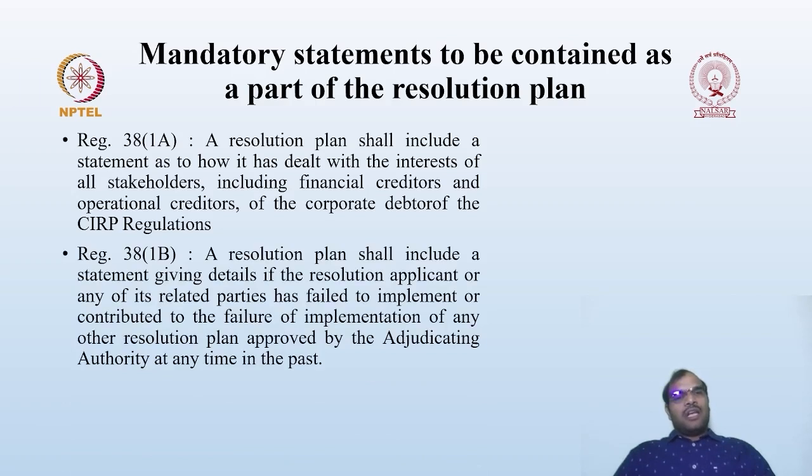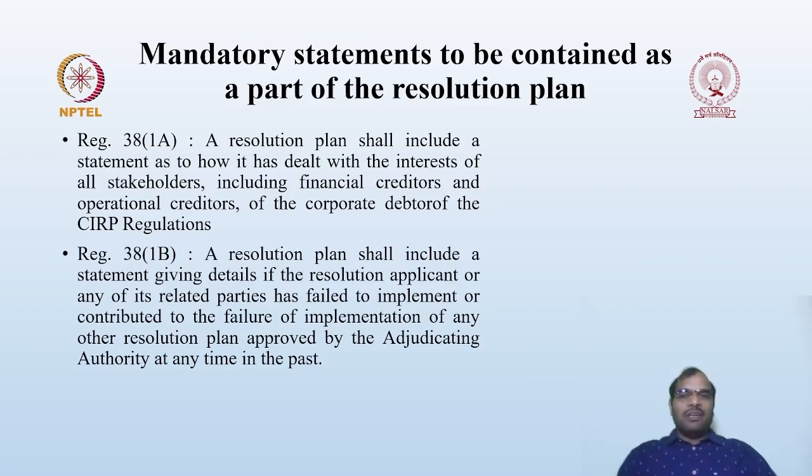As per regulation 38(1B), a resolution plan shall include a statement giving details if the resolution applicant or any of its related parties has failed to implement or contributed to the failure of implementation of any other resolution plan approved by the adjudicating authority at any time in the past. When a prospective resolution applicant submits the resolution plan, it shall specifically state whether there is any former default.